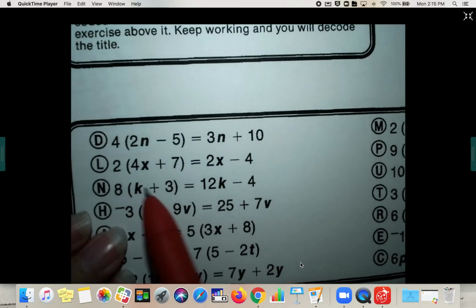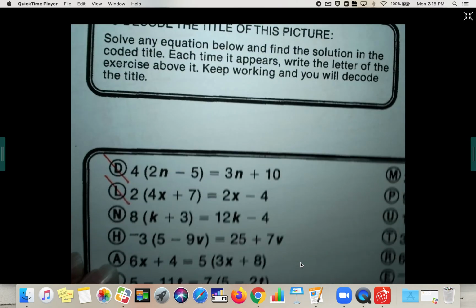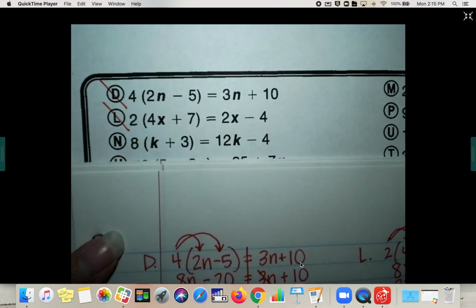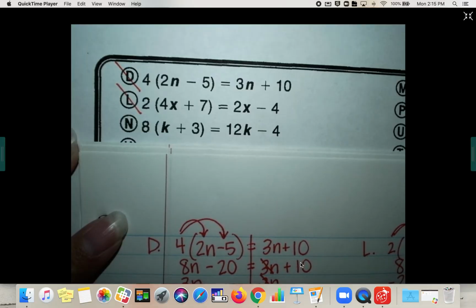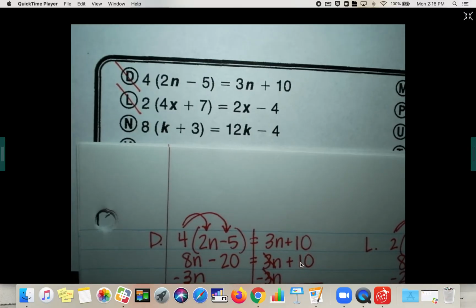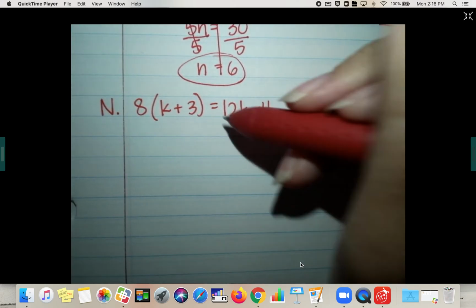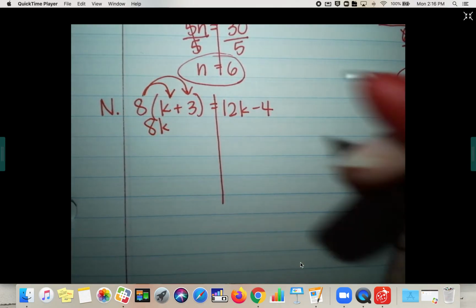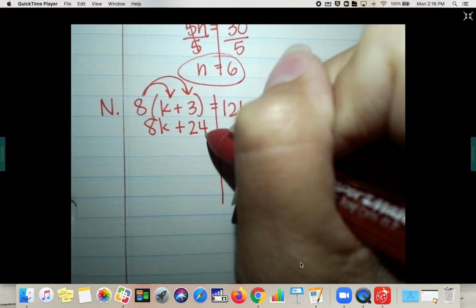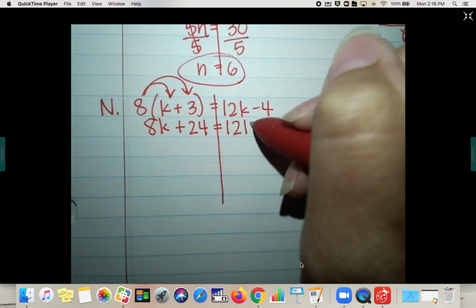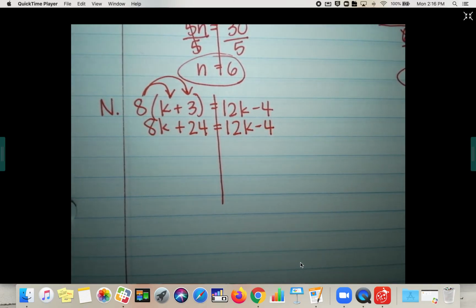The next one is N. N is 8 times the quantity k plus 3 equals 12k minus 4. All right, if you have distribution, do it. 8 times k is 8k. 8 times positive 3 is positive 24, so put your plus 24. Bring down your 12k minus 4.